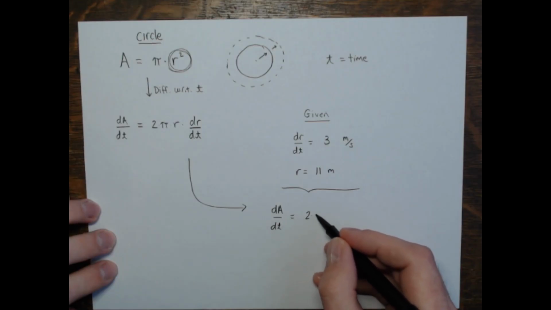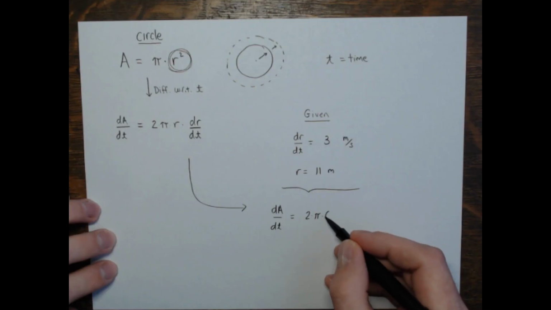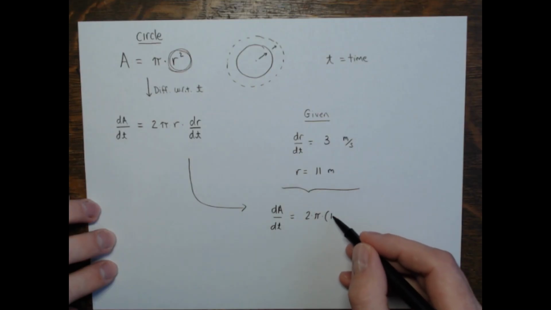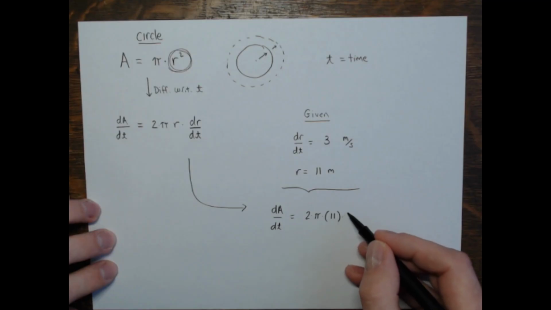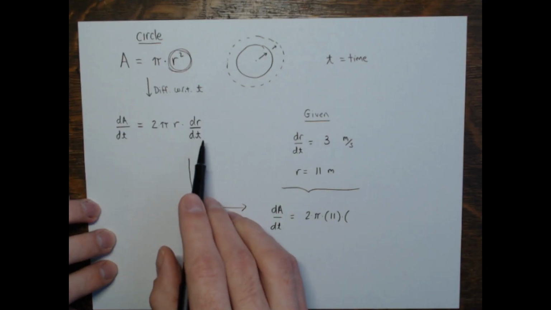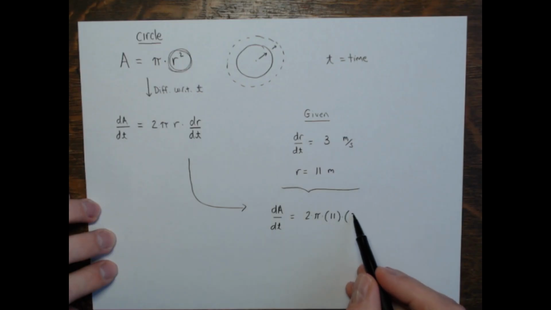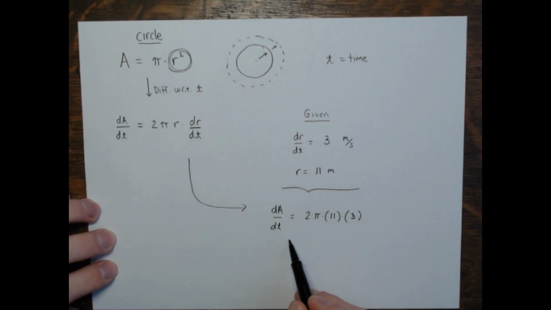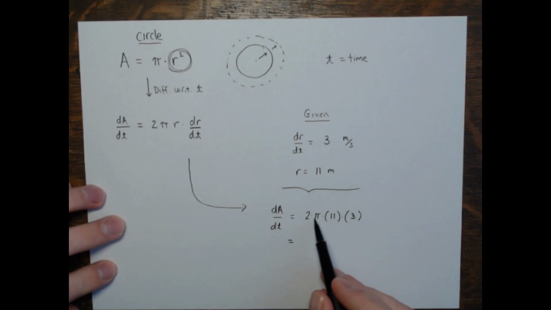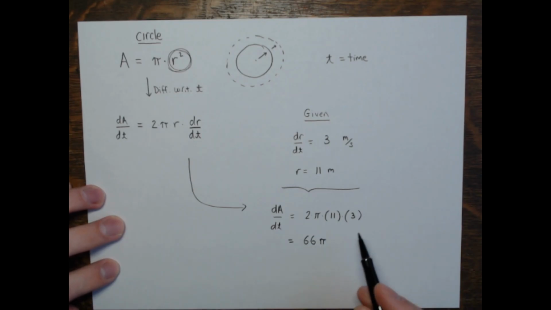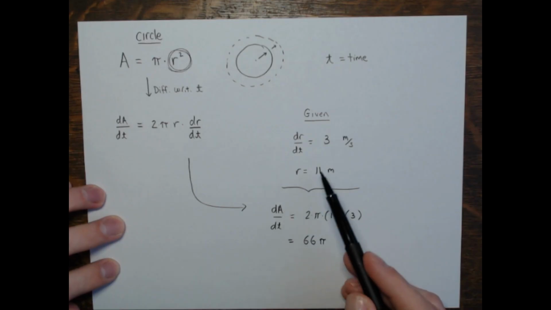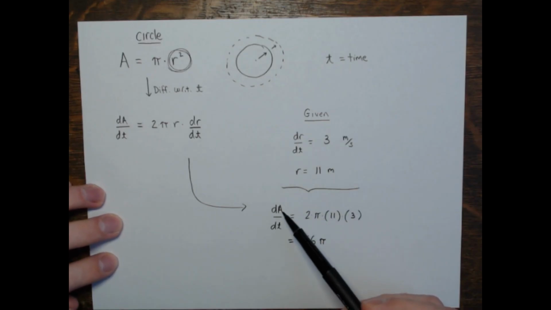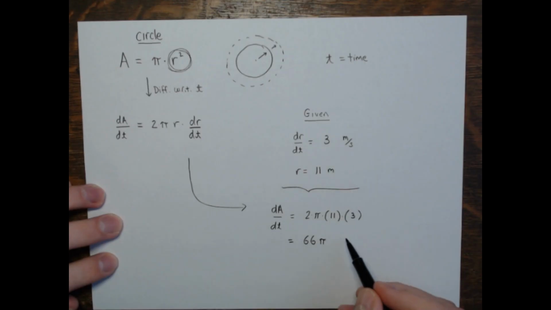equals 2 times pi times, and then the radius is 11, times, and then the dr over dt, the r prime, is positive 3. And we multiply things, this is 66 pi. They said keep the pi there, enter an exact value. Now, once again, the units on this would be square meters.